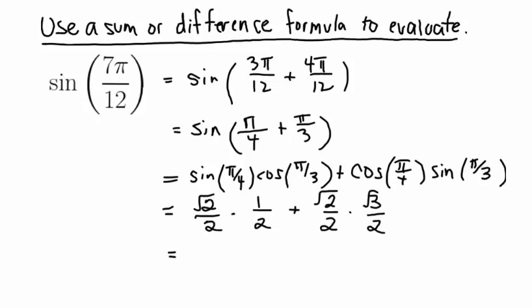And simplifying this just a little bit, we're going to get the square root of 2 plus the square root of 6 all over 4.